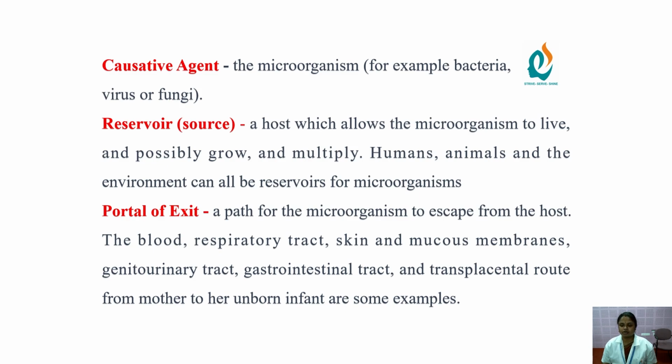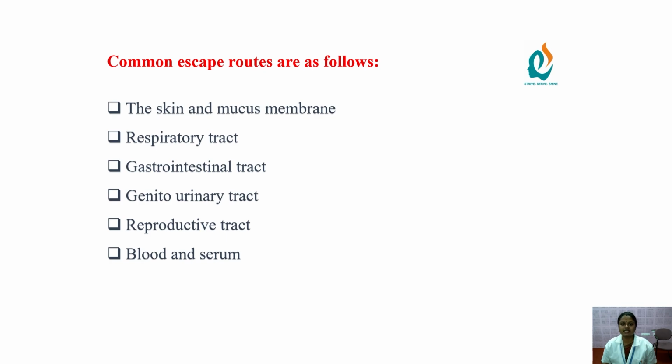A path for the microorganism to escape from the host: the blood, the respiratory tract, skin and the mucous membrane, genitourinary tract, gastrointestinal tract and the transplacental route from the mother to the newborn infant are some examples. So common escape routes are as follows: the skin and the mucous membrane, respiratory tract, gastrointestinal tract, genitourinary tract, reproductive tract, blood and serum.